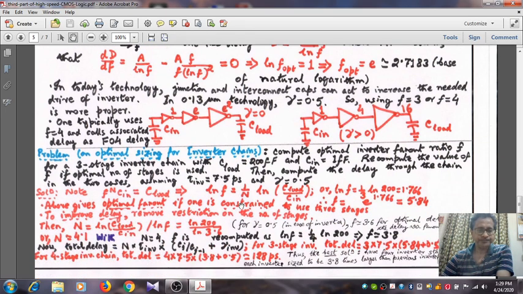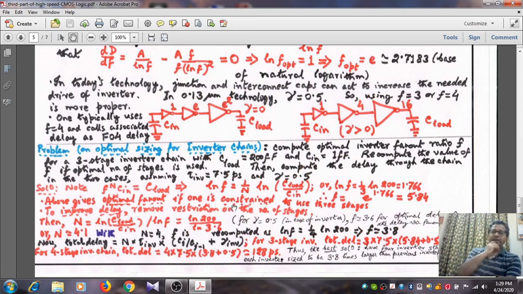Let us do a problem where we understand the chain length, that means how many inverters should be there, and also the size factor, the width factor. Problem: an optimal sizing for the inverter chain. Compute the optimal inverter fan out ratio for a 3-stage inverter. So you are restricting the length of the chain to be 3, you cannot use more than 3, with C load equal to 200 femtofarad and C in equal to 1 femtofarad. Please recompute the value of F if the optimal number of stages is used. So you remove the restriction on the length of the chain. You can take more than 3 inverters.